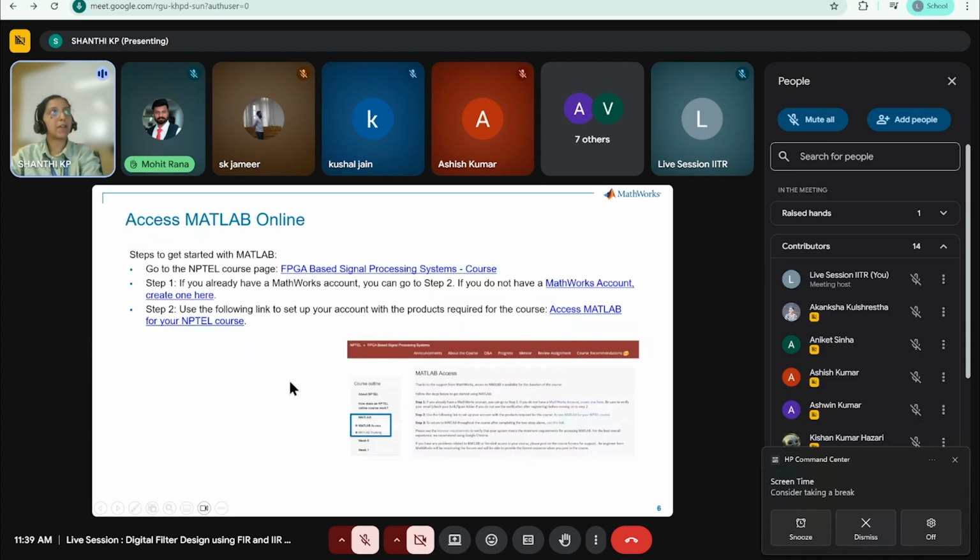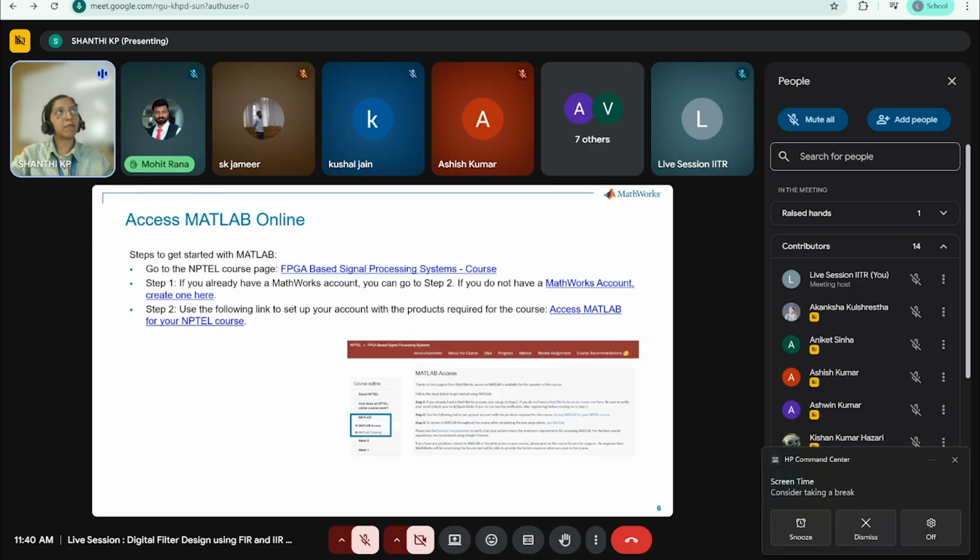I hope everyone has accessed the work script for this session today. And as I mentioned before, all the registered learners of this NPTEL course have access to MATLAB Online and the required toolboxes. You might have already accessed MATLAB Online through this NPTEL page. I'll just reiterate the steps once more.